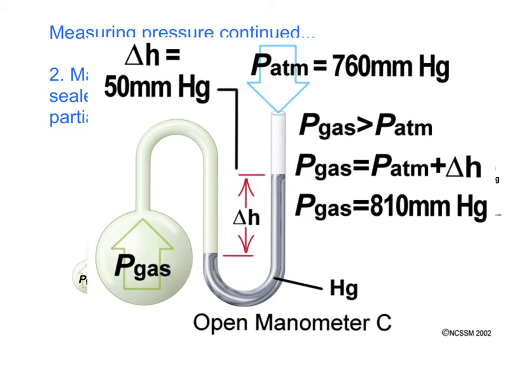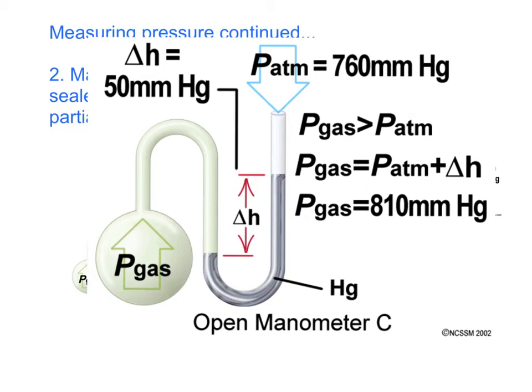So what we need to do is take the atmospheric pressure and add on the height difference. So that's 760 plus 50. That adds up to 810. So the pressure of the gas in the container is 810. And we will practice this in class. It's just adding and subtracting, but sometimes it takes a little bit to wrap your brain around what you're seeing. So we'll continue to practice that.